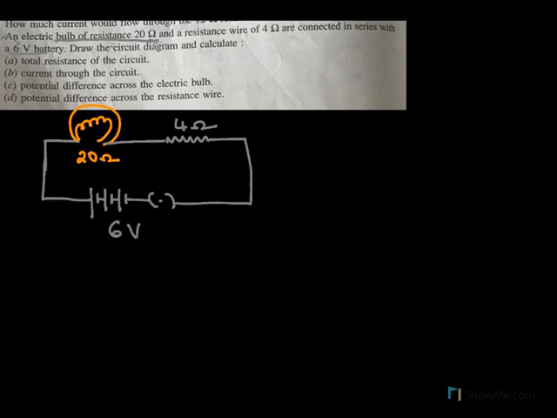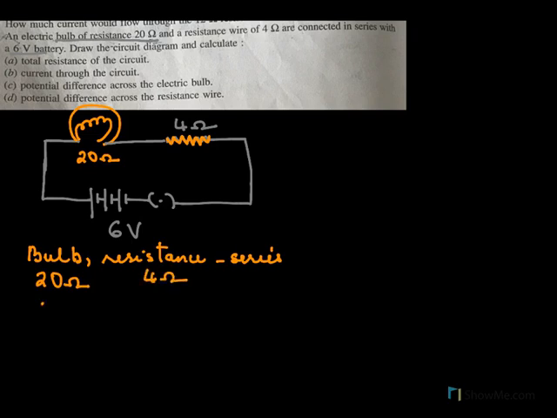This is 6 volt. First I have to calculate total resistance. Now total resistance is very direct. We have the bulb and this 4 ohms connected in series. So because it is connected in series, the bulb is of 20 ohms and the resistance is of 4 ohms. So the total resistance R is 20 plus 4, that is 24 ohms. So the total resistance of the circuit is 24 ohms.